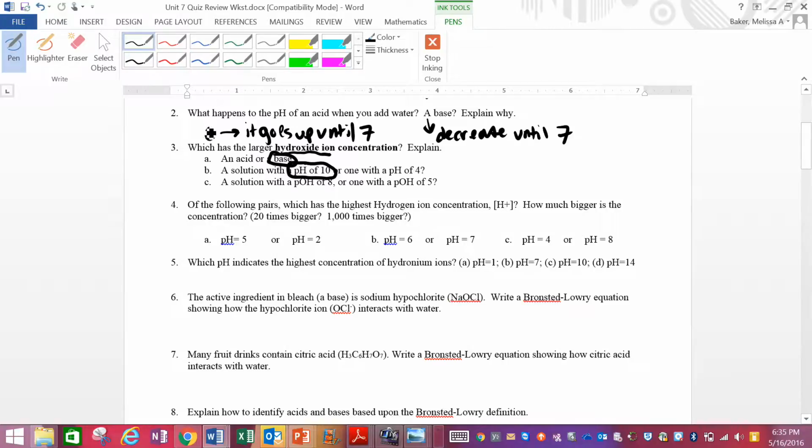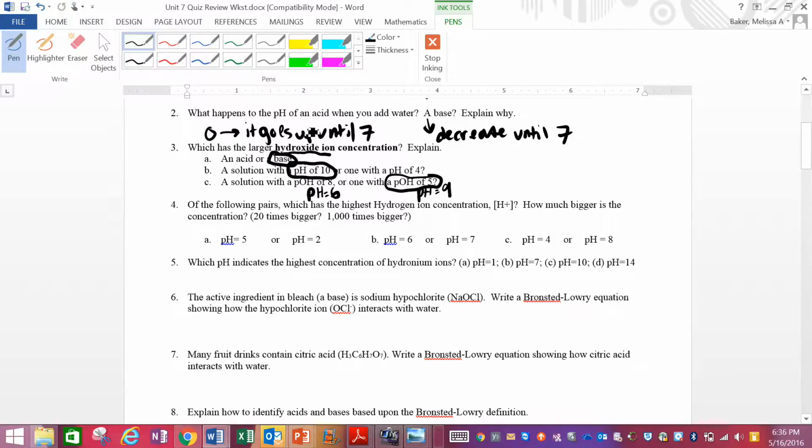And then pOH, I'm going to change this to pH. So 14 minus 8, that's a pH of 6. And 14 minus 5, that's a pH of 9. So something with a pOH of 5 would be more basic.